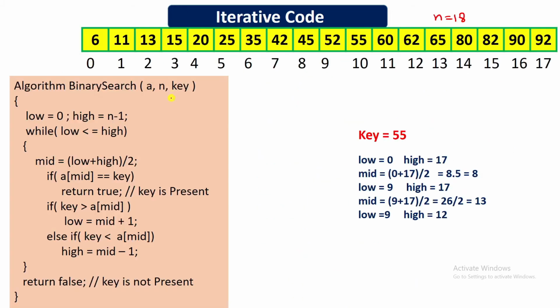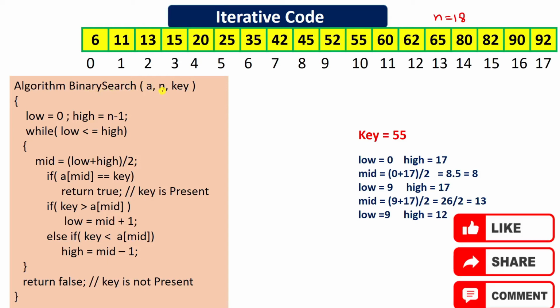Okay, so here is our solution for the binary search, and this is the iterative code. Okay, so basically this is the array which is having 18 elements. Okay, so this is the function, and this function is basically taking the input. Okay, 3 inputs: array, the number of elements in the array, that is 18, size of the array, and the key element. And this is basically a pseudo code.